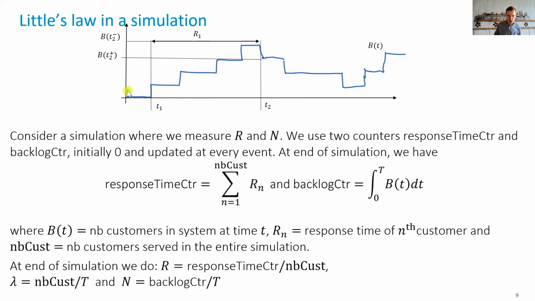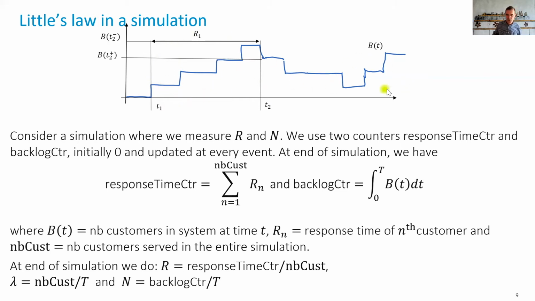for a simulation. So at time t1, a customer arrives. On the y-axis, I show the number of customers in the system. So it jumps from 1, etc. The system is FIFO, for example, in this case. So at time t2, one customer leaves. So R1, t2 minus t1, is the residence time of the first customer. And I call B of t the backlog, so the number of customers that are present in the system.